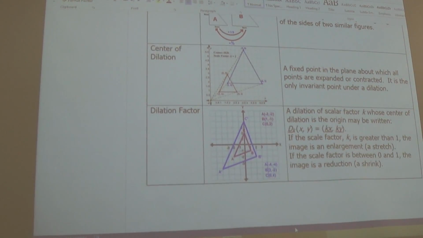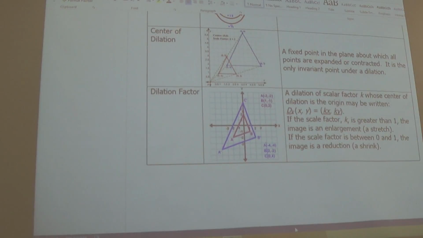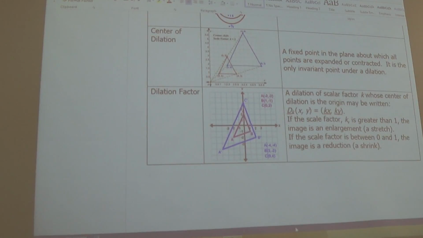All right, let's talk about dilation a minute. So a center of dilation is a fixed point in a plane about which all points are expanded or contracted. It is the only invariant point under a dilation. Invariant point. What do you mean by invariant point? When we talk about this, what do you think it means? A fixed point in the plane about which all points are expanded or contracted. It is the only invariant point under a dilation.